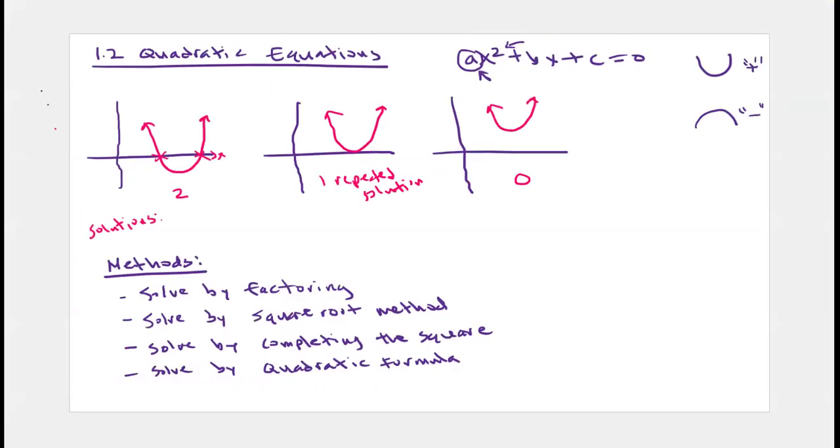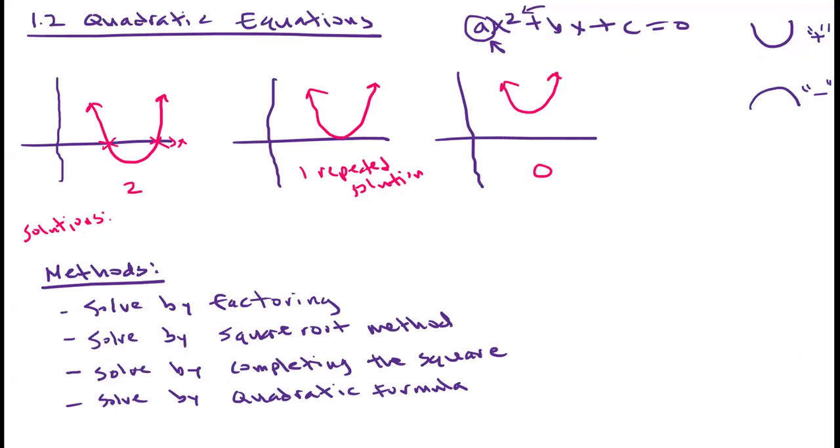In this section, we're going to learn different methods of solving these quadratic equations. The first method is solving by factoring. Then we'll go to solving by the square root method, then solving by completing the square, and then solving by the quadratic formula. You need to learn all these methods for your exam. It's going to ask you to solve this by factoring, solve this by completing the square, and so forth. So make sure this is a checklist of what you need to know for your exam.